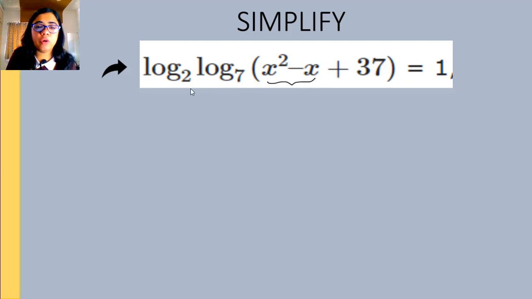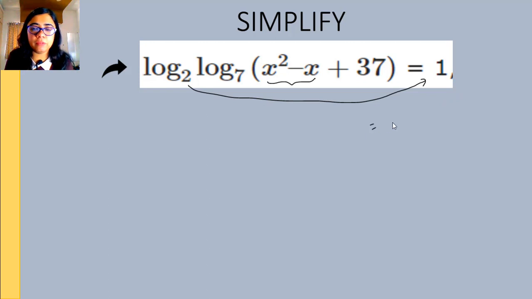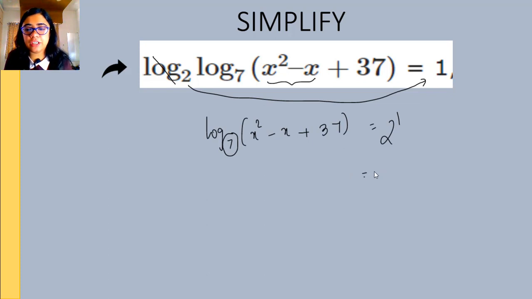So what will you do is first take this 2 to the other side. 1 will go in the power, so it will become 2 raised to 1. This log will get eliminated and you will have log to the base 7 of x square minus x plus 37. Now again I will use anti-log. This 7 will go on the other side, so I'll have 7 to the power 2, which is equal to x square minus x plus 37.